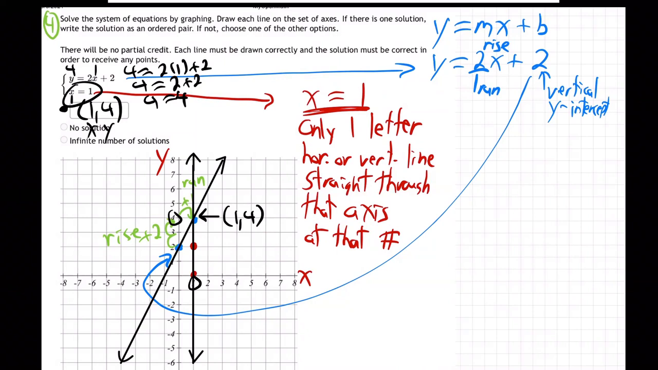That's because that point is on both lines. The point over 1 up 4 is on both lines. If you're on a line, you make its equation true, right? All the points that are on this line make its equation true. And all the points on this other line make its equation true. So any point that's on both lines makes both equations true. That's why we call that the solution to both of them, or the solution to the whole system.